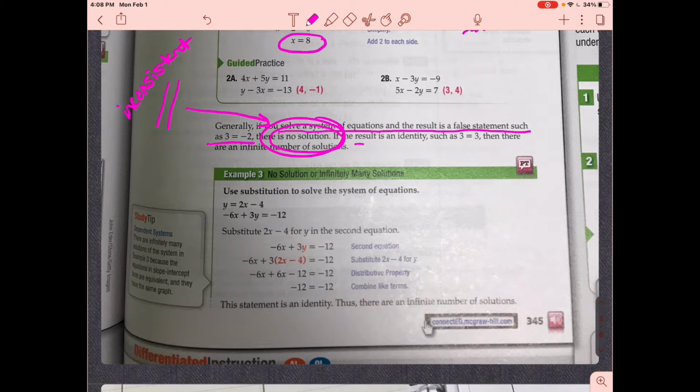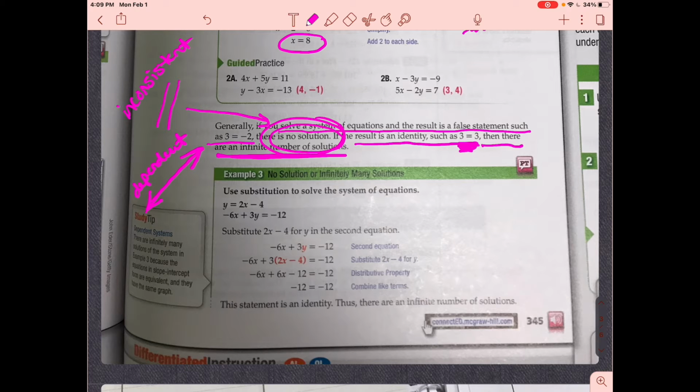If the result is an identity, that means we get an always true statement, like 3 equals 3, then there are an infinite number of solutions. That means we have the same line. That means one line is on top of the other line, and all real numbers will be solutions, everything that's on the line anyway. And this is consistent, and it is dependent.